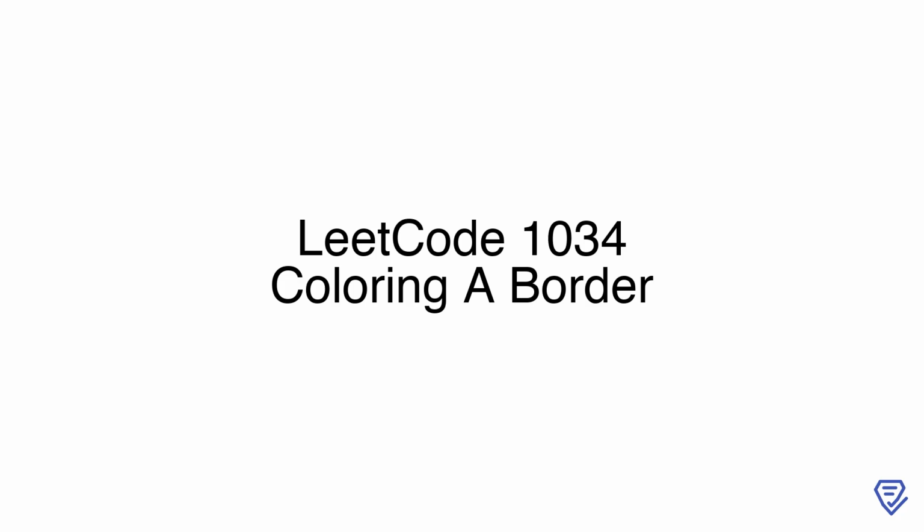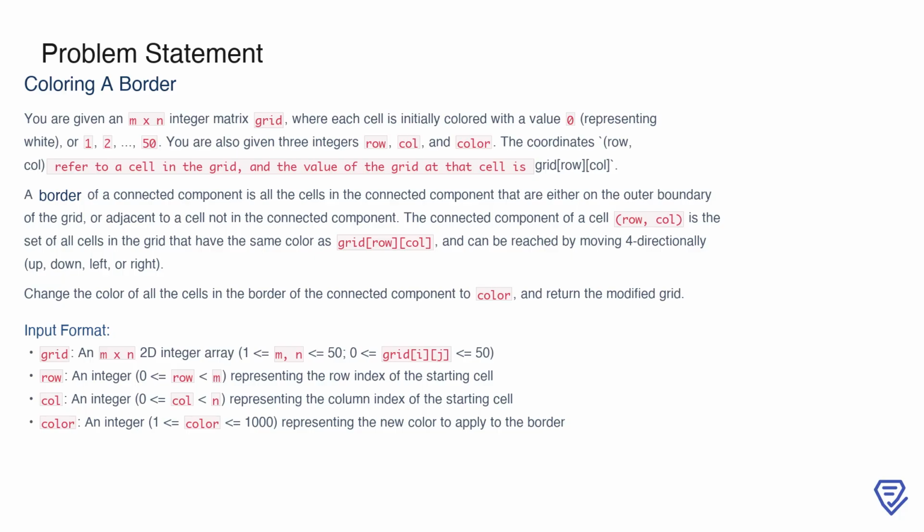Let's get started. In this problem, you are given a grid, which is a 2D matrix where each cell is assigned an integer value. This value can be 0, representing white, or any number between 1 and 50, representing different colors. Along with the grid, you are provided with three additional inputs: row, col, and color. The row and col values specify the coordinates of a starting cell in the grid, and the color represents a new color that we need to apply.